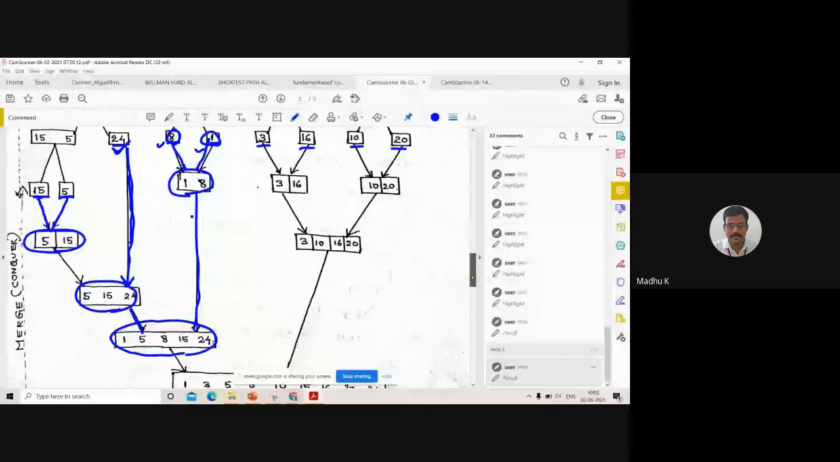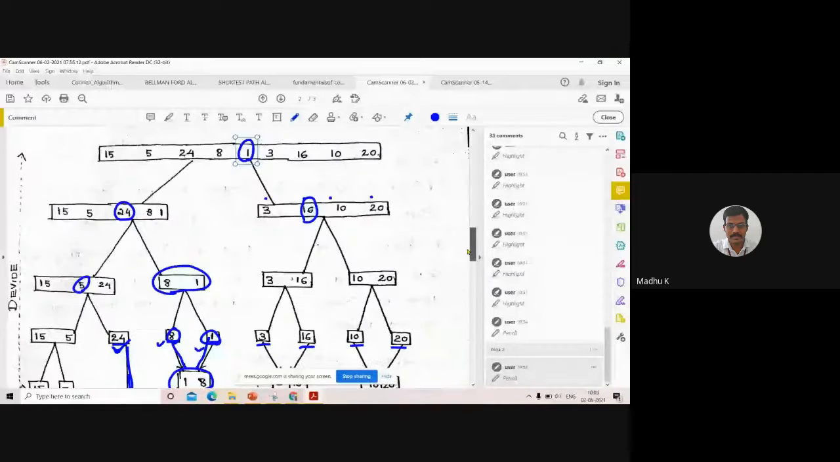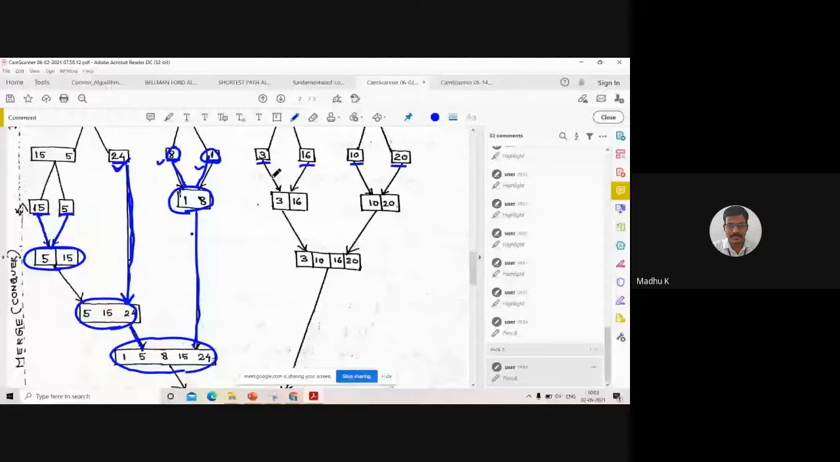Then what we will do? We will combine this and this. Then we will get 3, 16. We will combine this 3, 16, then 10 and 20. We will combine this. Then we will get this. Then we will combine this and this. Then we will get this.